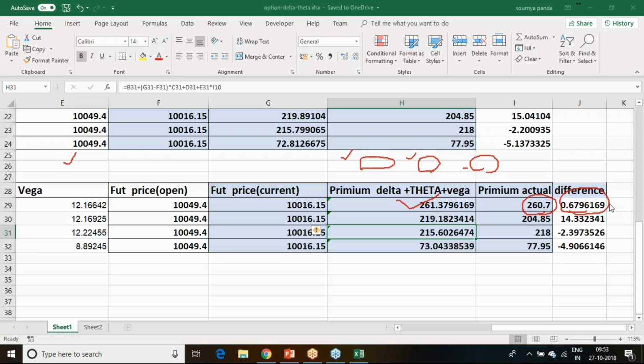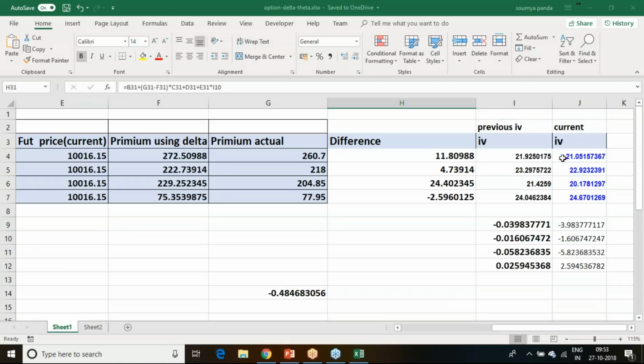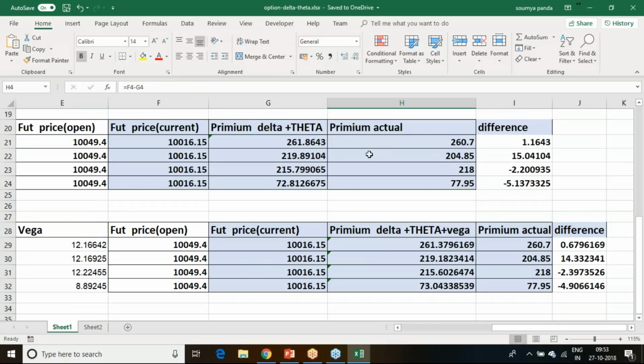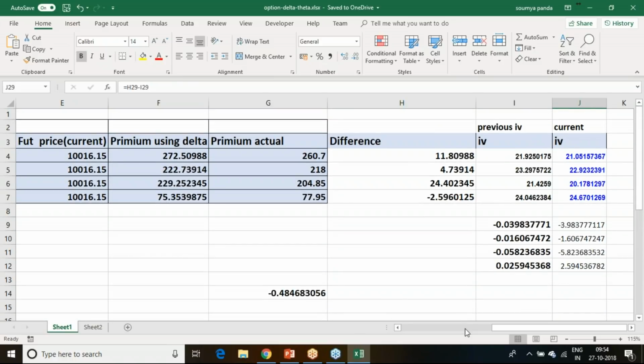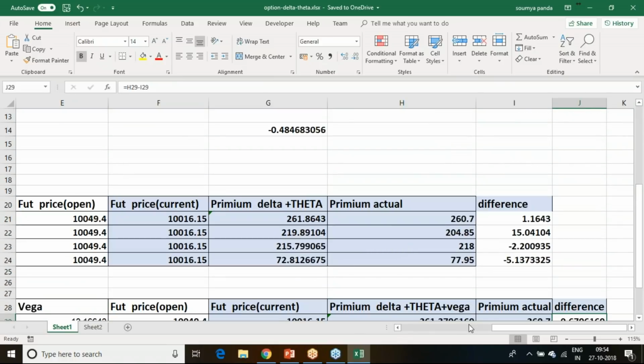So see the differences here. Initially, with respect to delta, you calculated the premium. There was an 11 rupees 80 paisa difference. Then we took theta into consideration. The difference narrowed down to a great extent, 1 rupee 16 paisa, and furthermore we have narrowed it down to 67 paisa. The same thing we can do here too.